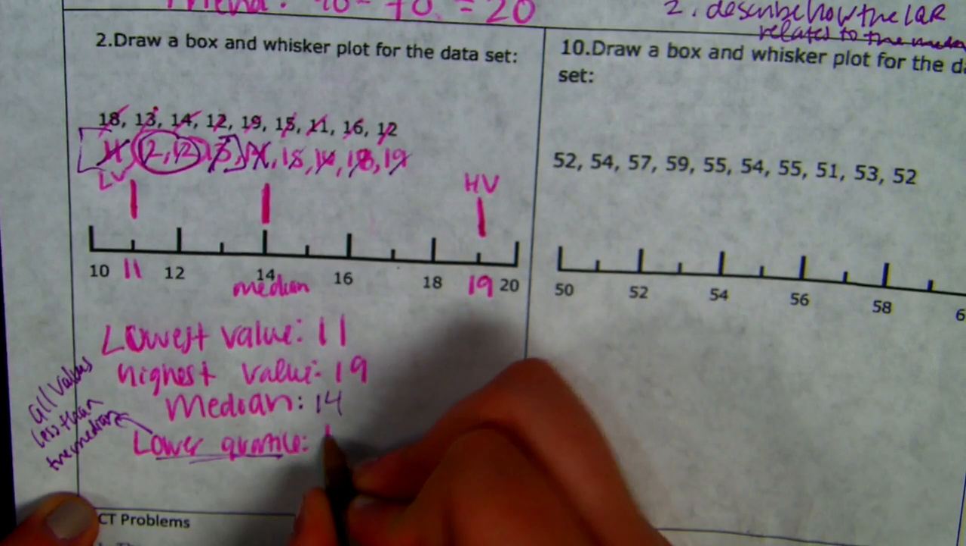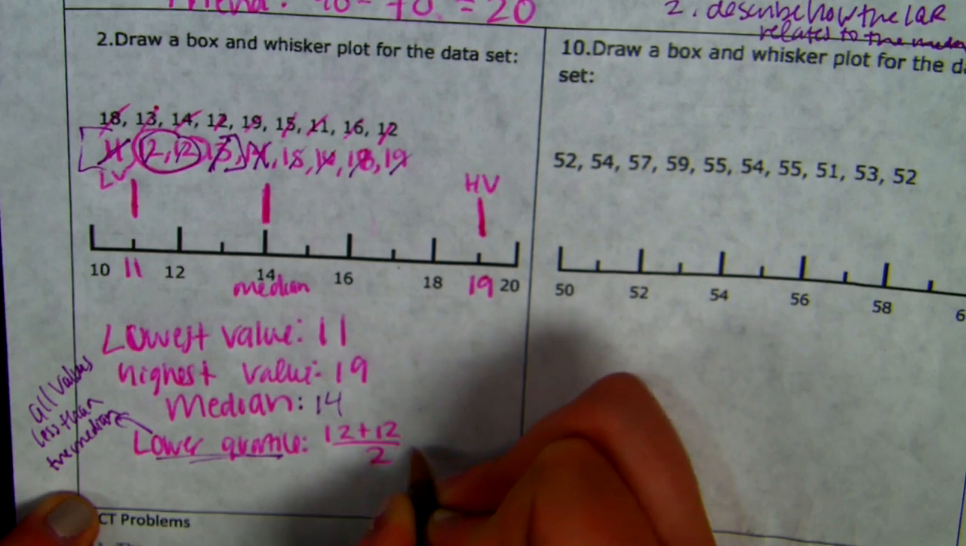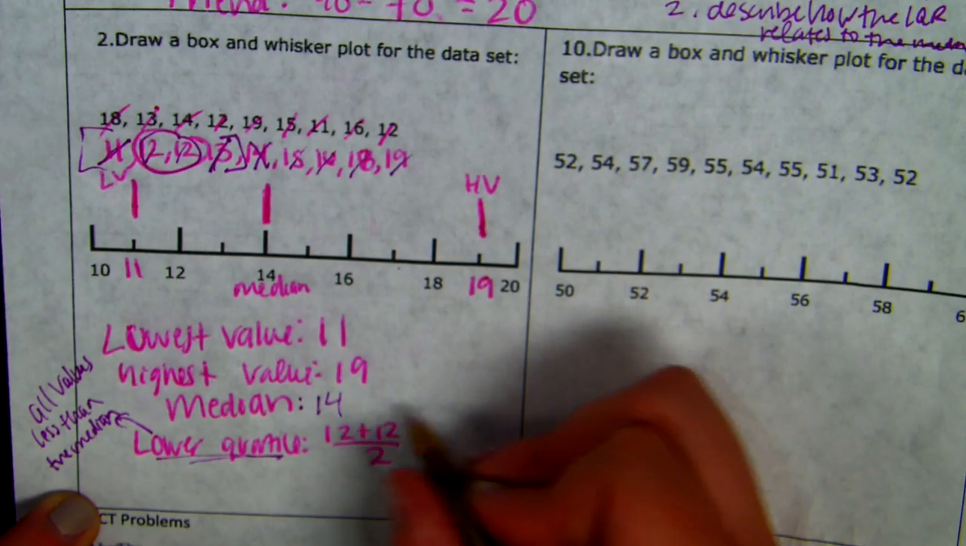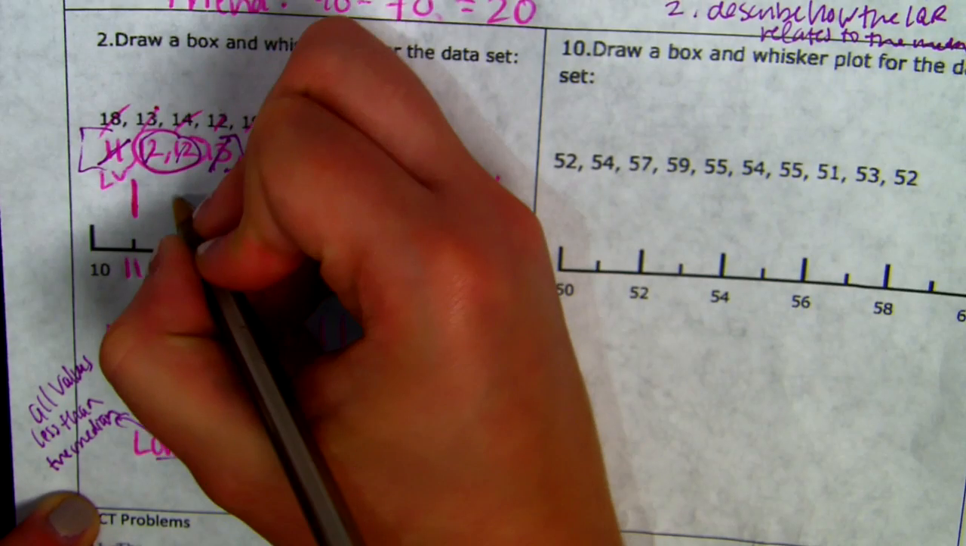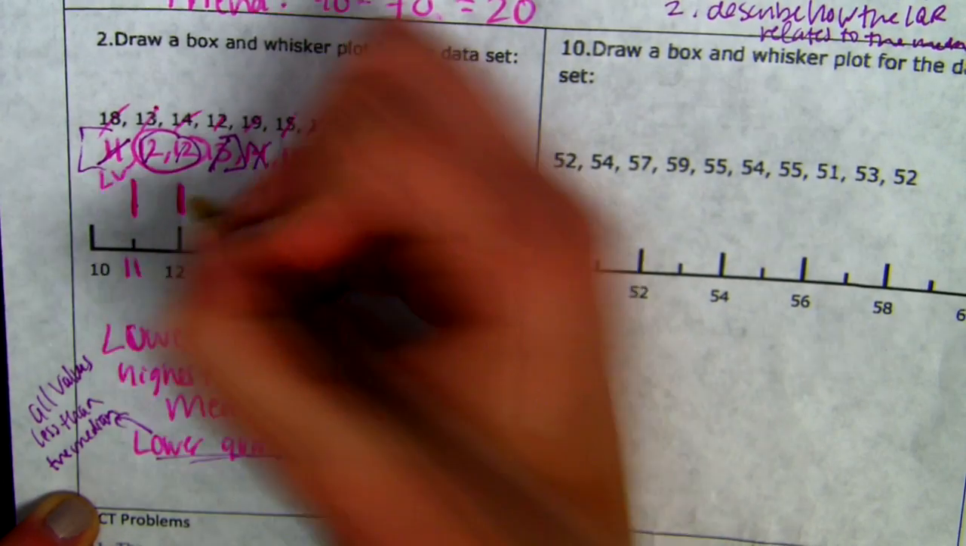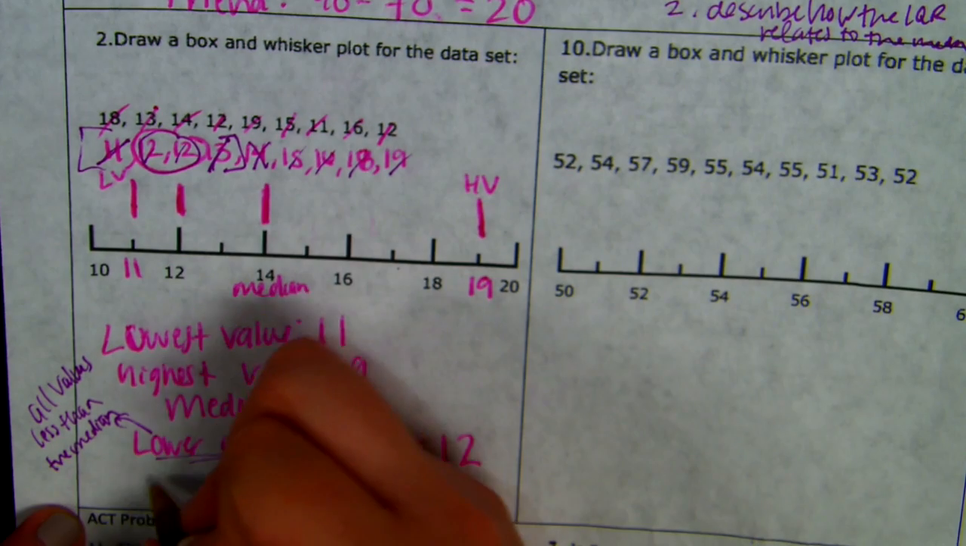So what do I do? I take 12 plus 12 divided by 2. 12 plus 12 is 24, divided by 2 is 12. So I'm going to draw another line right at 12 because I know that's my lower quartile.